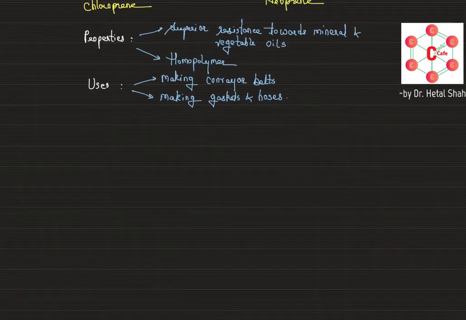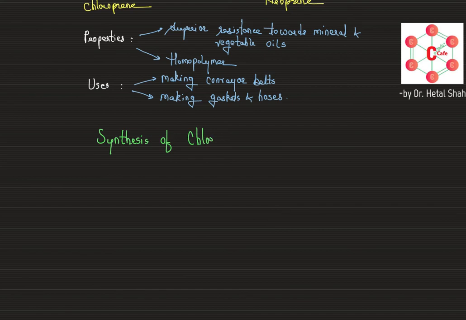So there's very little that you have to do about neoprene. There's one important extra thing that you have to know, how chloroprene is prepared. Many a times you'll have to know this. So here I'm just giving you the synthetic procedure for making chloroprene. So synthesis. This is not there in the textbook, but it is good to know how chloroprene is prepared.